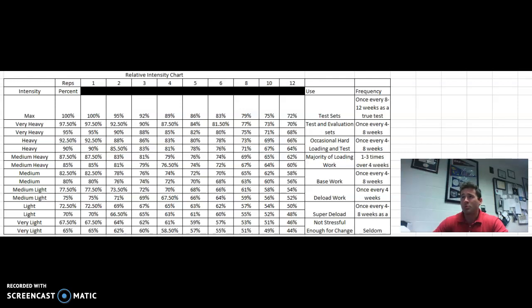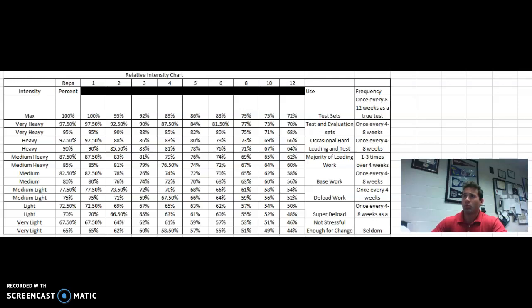And we're only going to be having them do this level of intensity when we're literally trying to test their max, seeing if they're close to where we want them to be, seeing if they're maybe not as strong as we want. Most of the training that we're trying to do is probably going to be in the medium heavy, a little bit in the heavy range, and some of it just in the medium and medium light on our deload weeks.